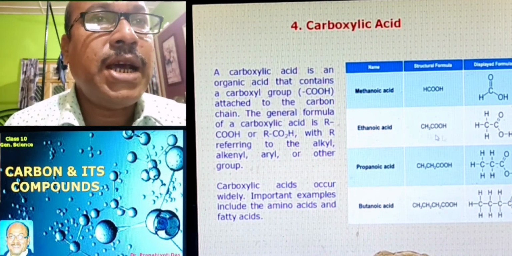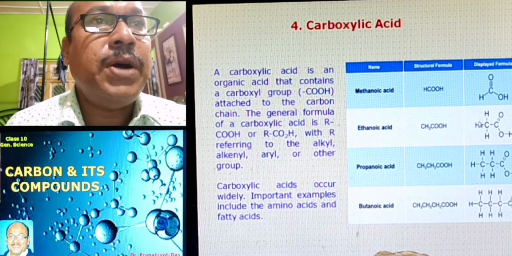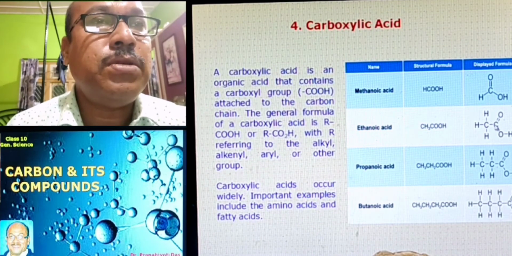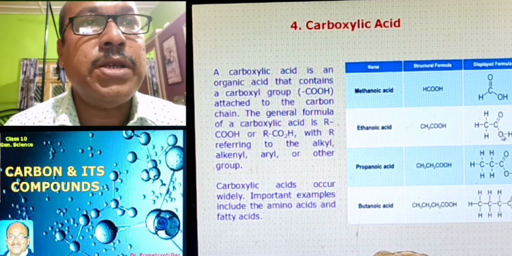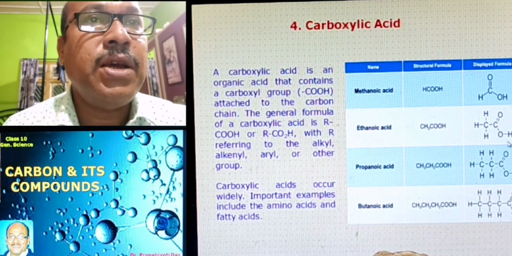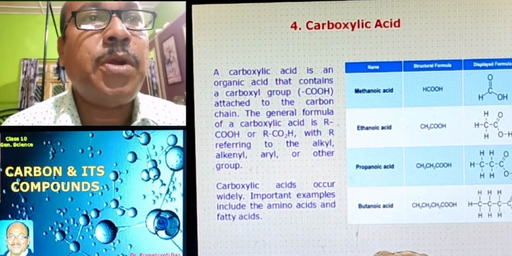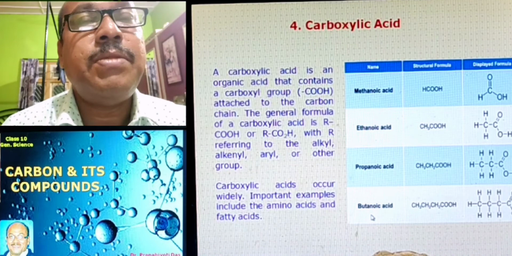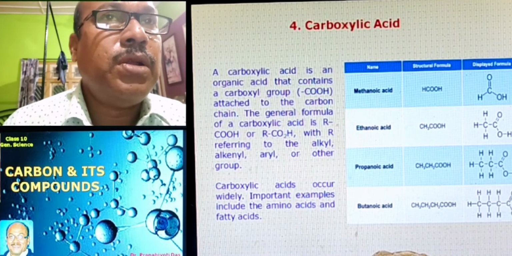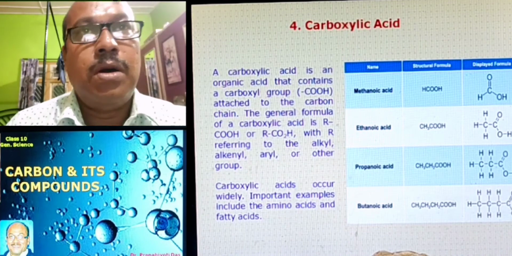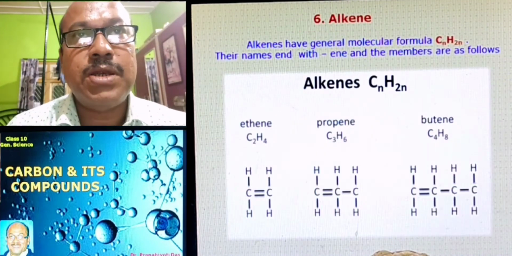Similarly, ethanoic acid has 2 carbon atoms. This is normal, 1 carbon 3 hydrogen, but to this carbon atom you can see COOH. This is again the carboxylic group coming. So this ethane is now changing to ethanoic acid. Similarly, propane is changing to propanoic acid here. Butane is changing to butanoic acid. So this is how all these functional groups or group atoms have changed the physical and chemical properties.